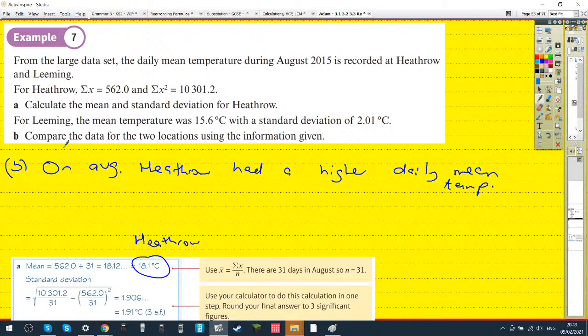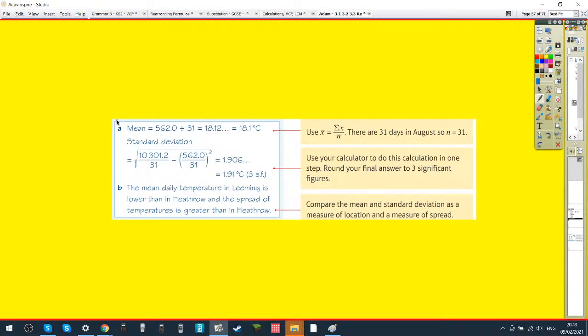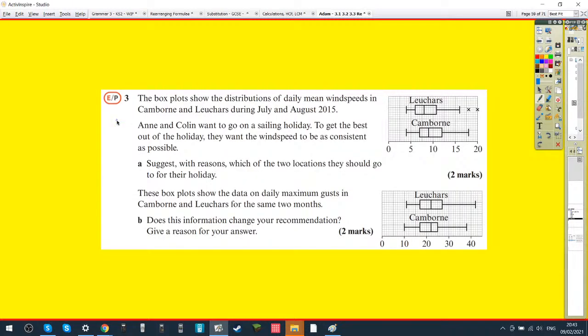Whereas if you go to a southerly place like Leeming, the variation in temperature isn't as much. It's just warm. Never very cold, never very hot. The mean daily temperature in Leeming is lower than in Heathrow, and the spread of temperatures is greater in Heathrow. Compared to the mean and standard deviation.